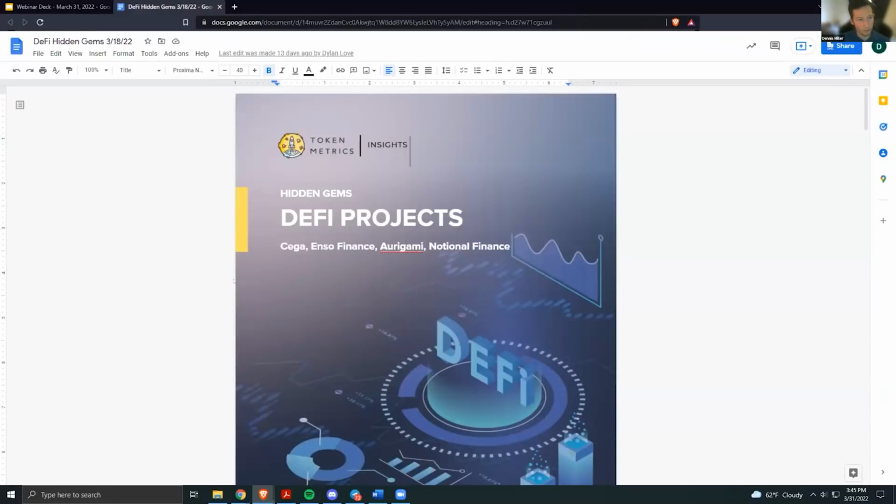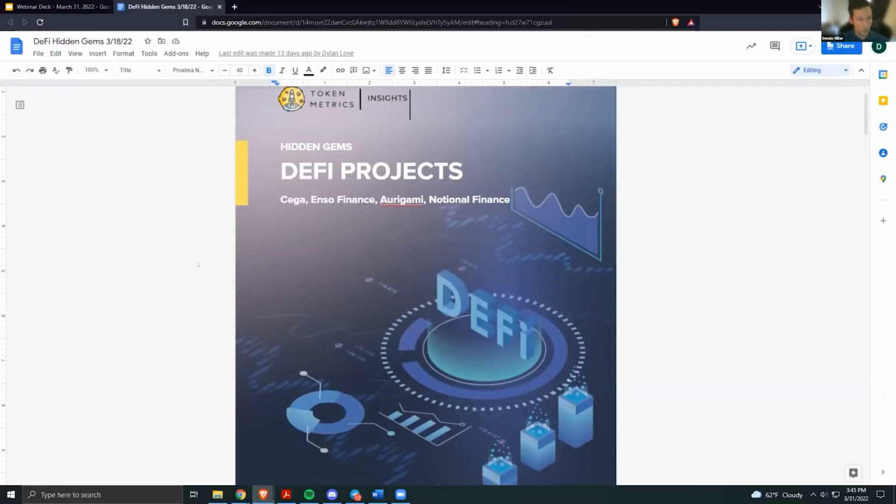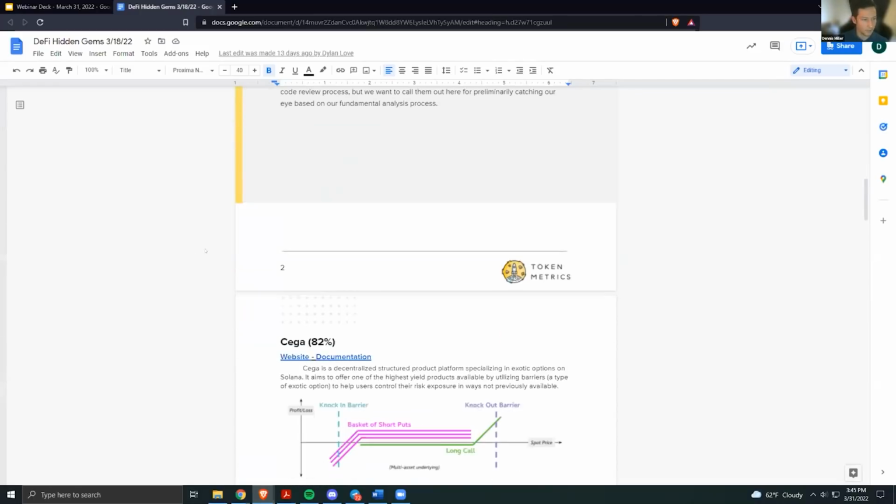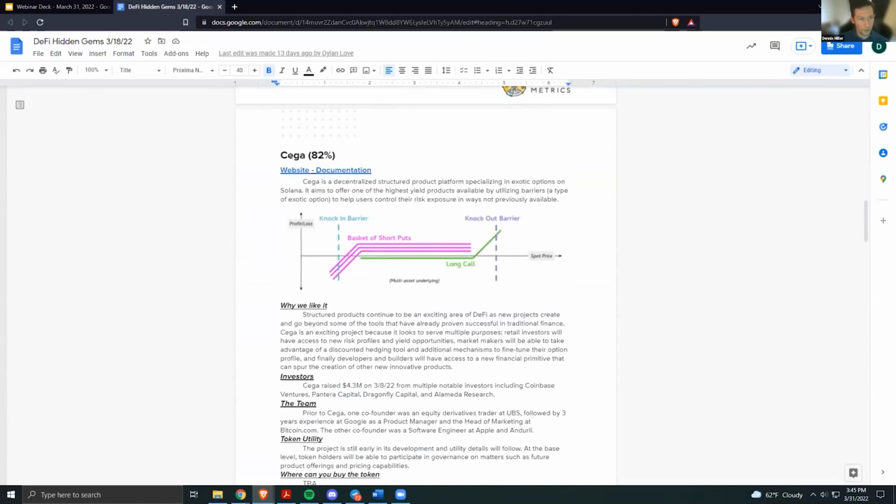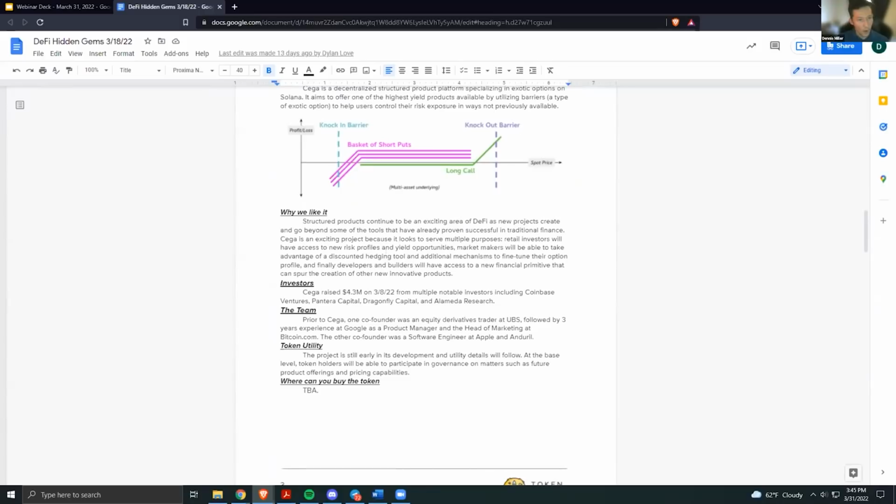And here's some other more recent ones from one of our recent reports, where just to give you a quick idea of what these look like, we go through a name, we score it, we talk about what the project is generally, why we like it, if it fits into a greater thesis within the DeFi space, and if there are notable investors already involved, what the team looks like and how the team fits into the project. And then if the token is already out and it has utility, we highlight what the token can do for somebody that holds it.